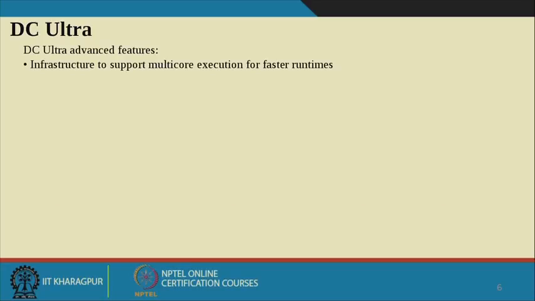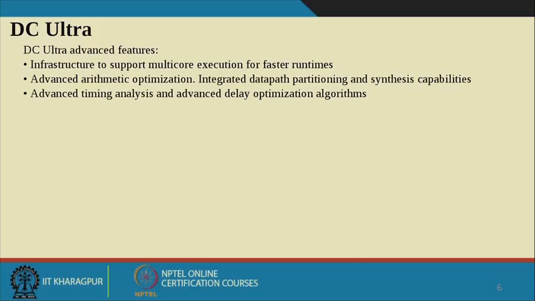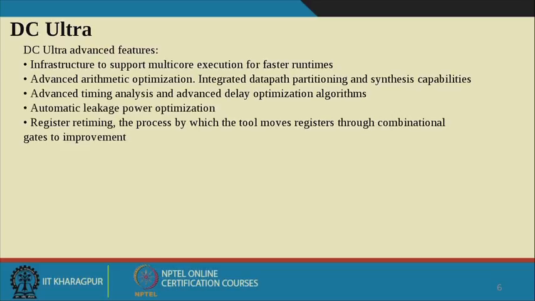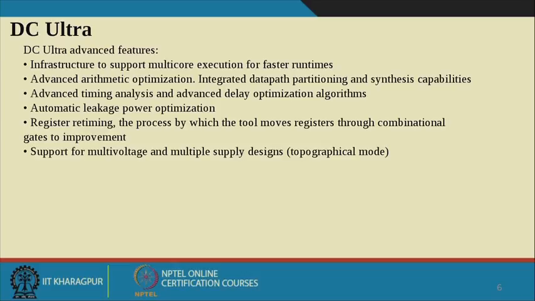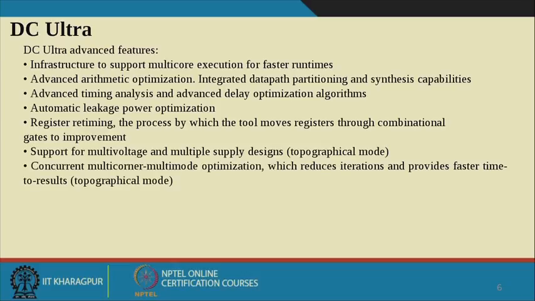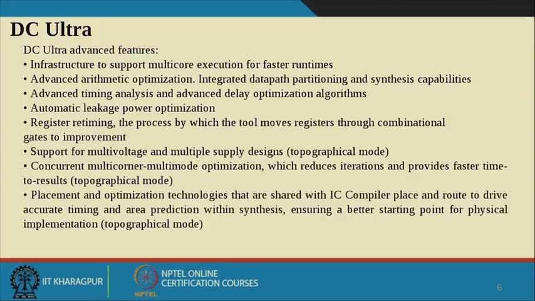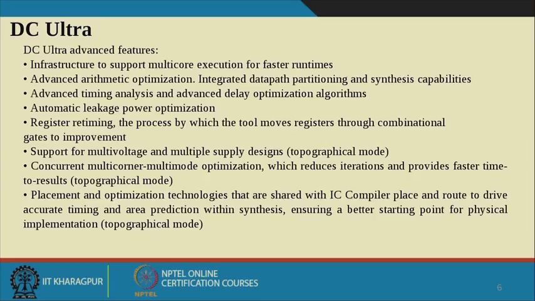In the next slide we will see the corresponding features of DC Ultra. In the earlier slide we saw that DC Expert is the basic mode of Design Compiler, and DC Ultra is the advanced mode. So there must be some advanced features. What are those advanced features? It supports multi-core execution for faster run times.